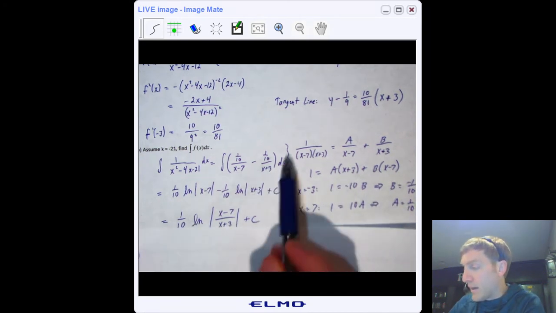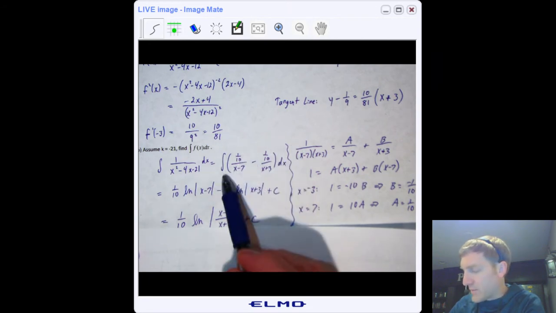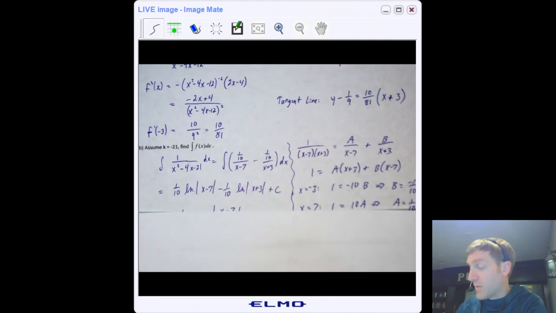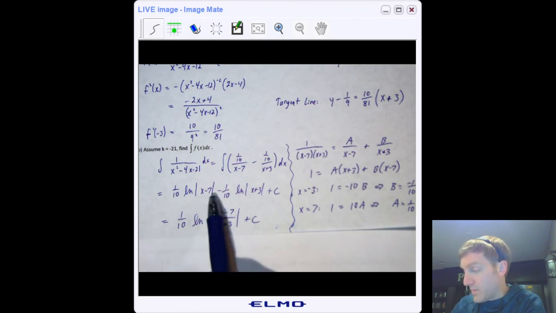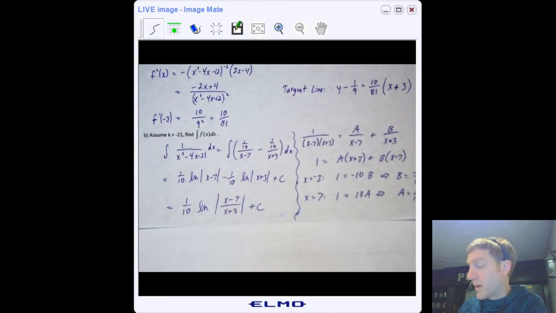So back to the integral, you can write it as this integral: 1/10 over x minus 7 minus 1/10 over x plus 3. Then you do the antiderivative, and you get this. You don't have to, but if you want to, you can combine it into a single logarithm. Subtraction becomes division, so you get that as your answer. So that's an integration with partial fraction expansion.